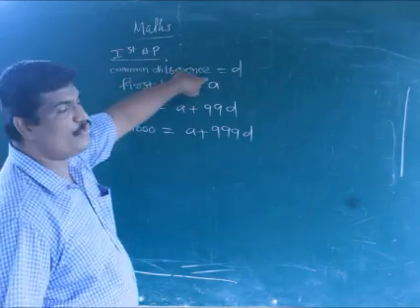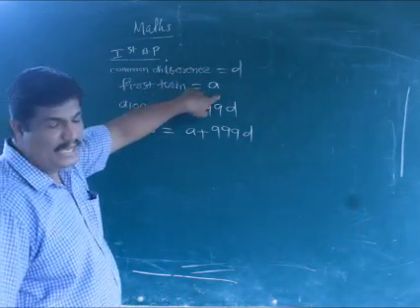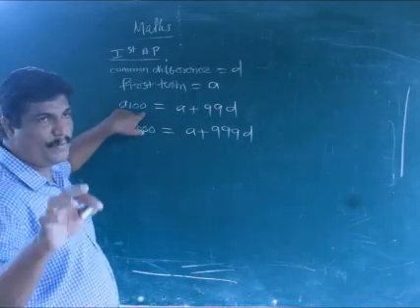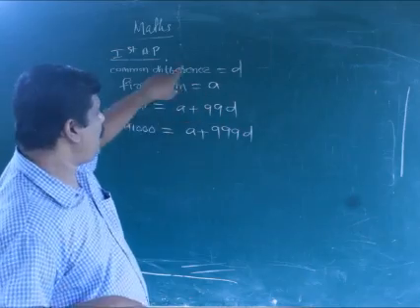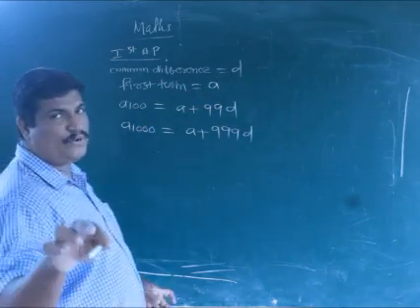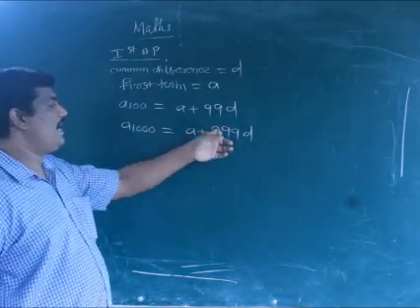The common difference is denoted as D, and the first term is denoted as small a. Then the 100th term is given, so A100 is represented by the formula A plus 99D, where A is the first term and D is the common difference. Then also find the 1000th term: A1000 is equal to A plus 999D.